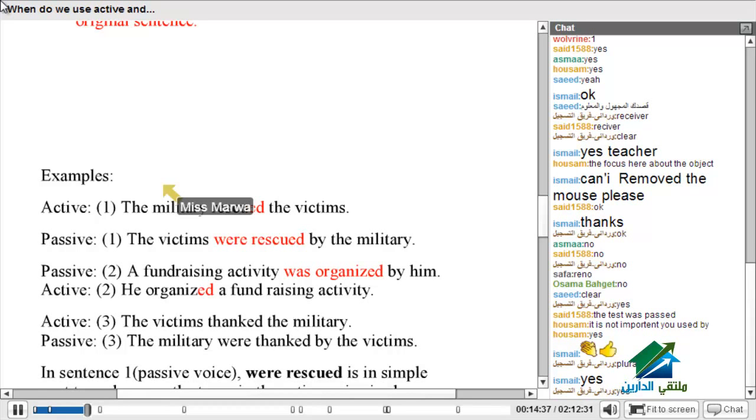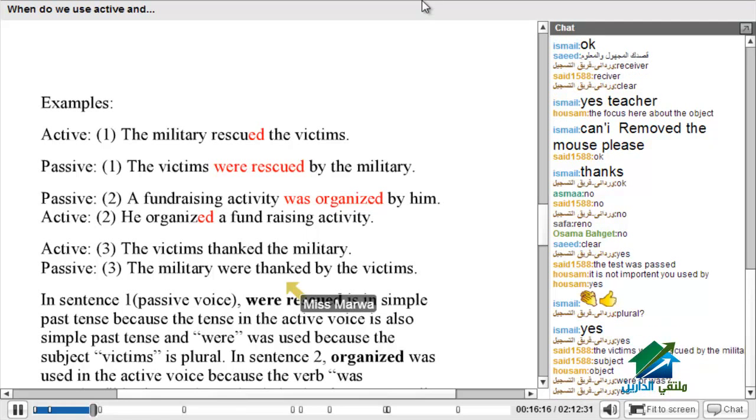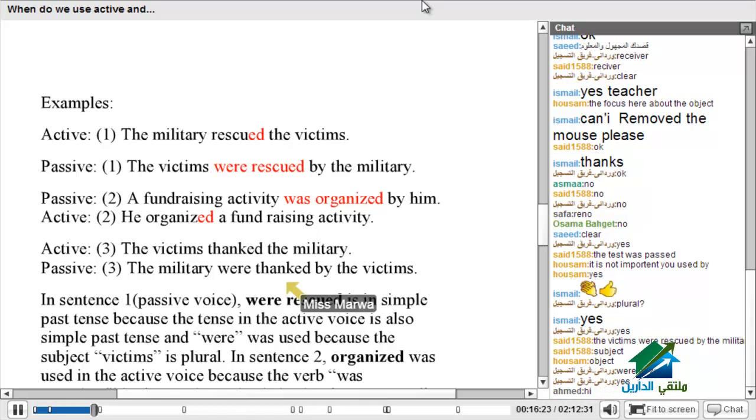طيب why are we studying active and passive voice? Okay? لا هنا the military احنا قصدين بيهم كجروب كاملة. It's okay? هنا you have two options. You can speak about them ان هم زي family واحدة, or you can speak about them ان هي فيها members كتير. You got what I mean?